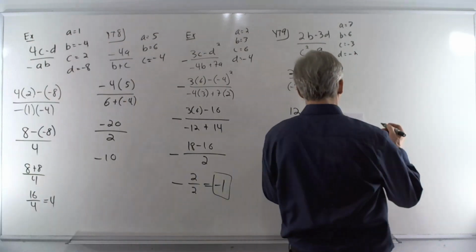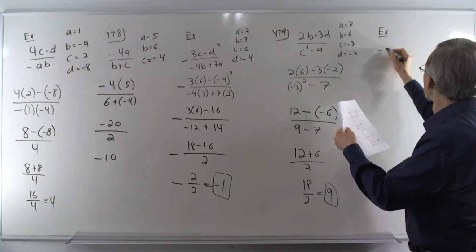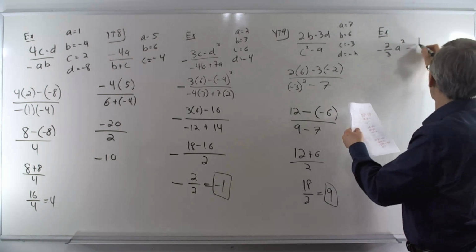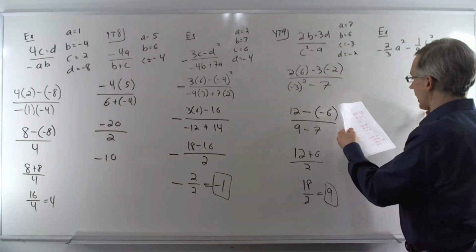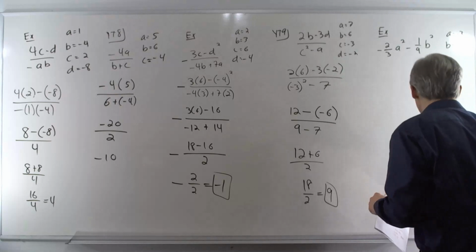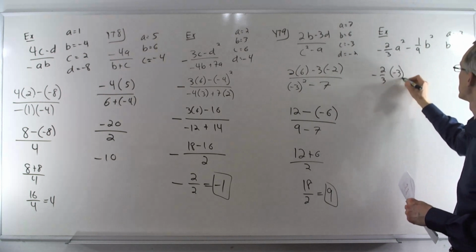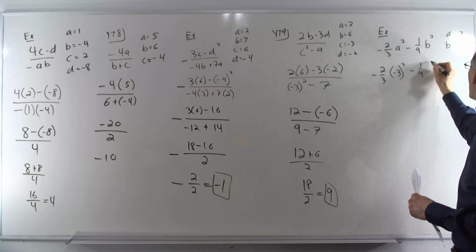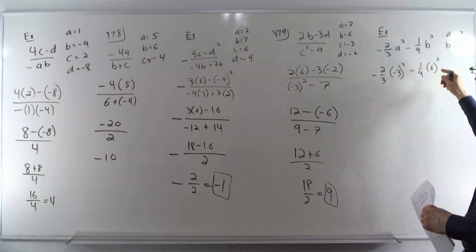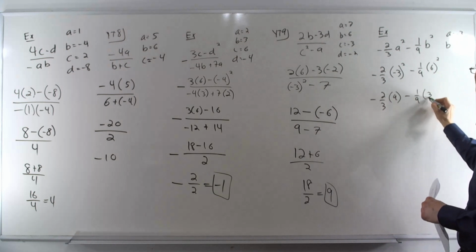Next up, we've got fractional coefficients in this one. Negative 2/3 times a squared minus 1/9 times b squared, where a equals negative 3 and b equals 6. So first thing I'm going to do is plug these in. So negative 2/3 times a squared, that's negative 3 squared, minus 1/9 times 6 squared. First thing we're going to do, order of operations, is evaluate the exponents. So we got negative 2/3 times 9 minus 1/9 times 36.